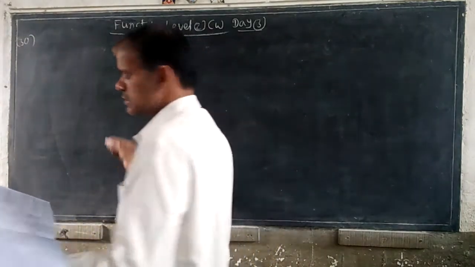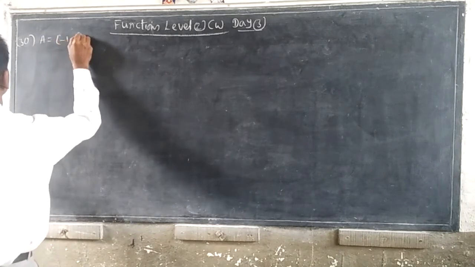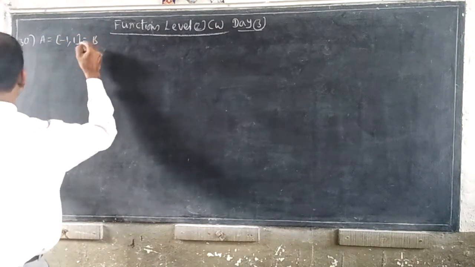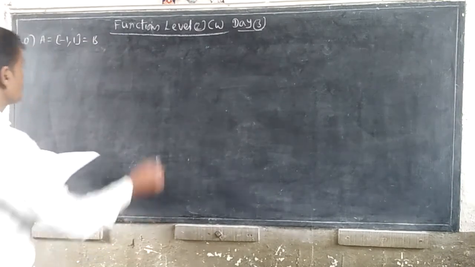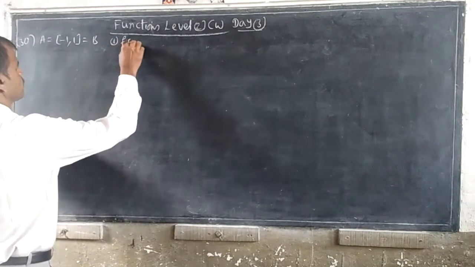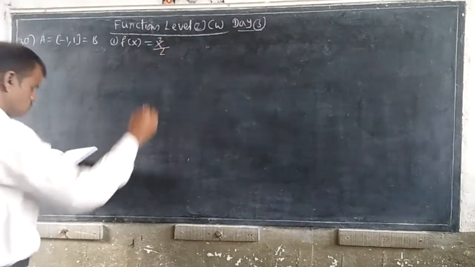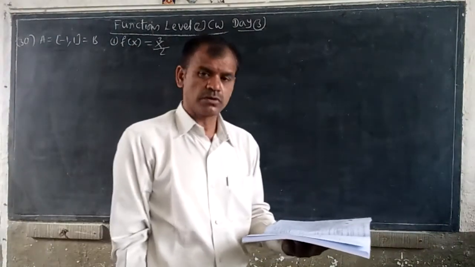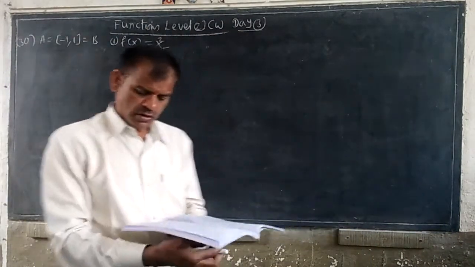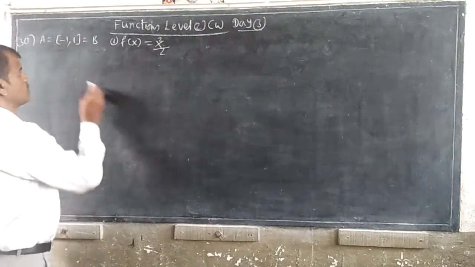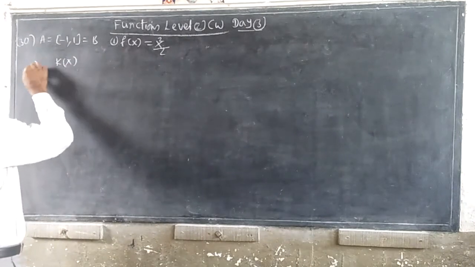Let A is equal to {-1, 1} given. A is equal to {-1, 1}, that is also equal to B. Then which of the following functions is a bijective function? First option, f of x is equal to x square by 2, not x by 2. Second option, g of x equal to mod x. Third option, h of x equal to x square, and fourth option, k of x.